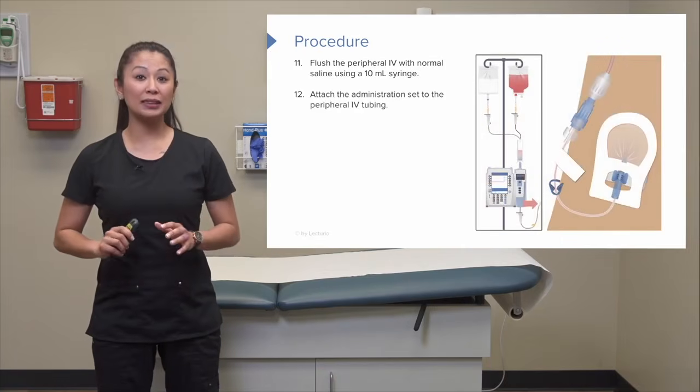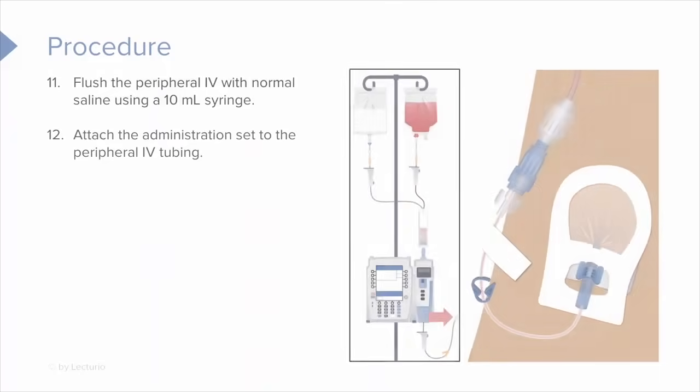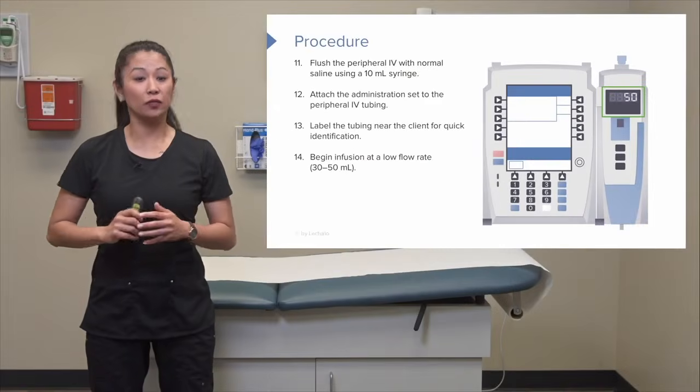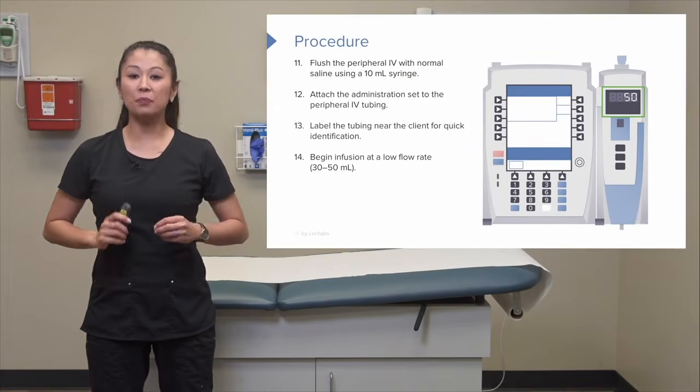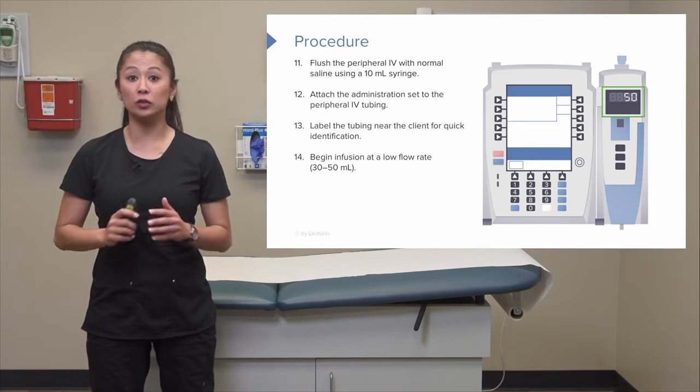Now, once we've checked that IV, we can attach the administration set to the peripheral tubing. And then label, this is a good idea to maybe label the tubing near the client so we know quickly that that's blood. However, many times you can see clearly that this is the dark red, the blood that's going right to that site. Now, once we begin the infusion, many times you'll see policies say to use a low and a slow rate to transfuse the blood.